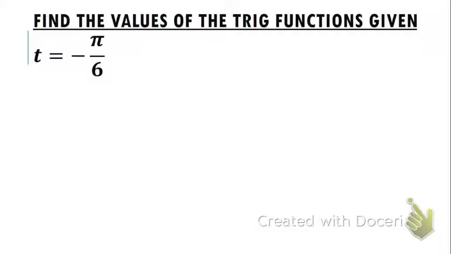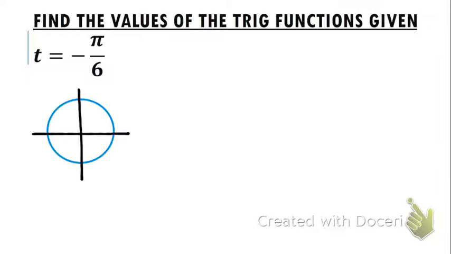Negative pi over 6. What quadrant is negative pi over 6 in? Fourth quadrant. Because if it's a negative angle, we're going which way? Clockwise or counterclockwise? Clockwise. If it's a negative angle, we went clockwise. So it's going to be right down here.